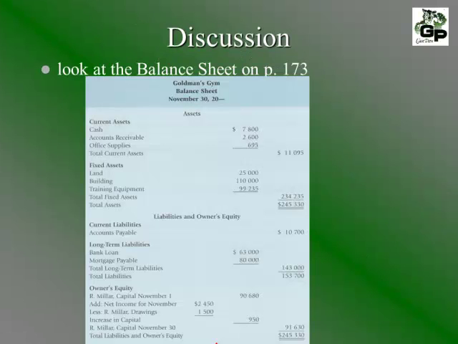Let's take a look on page 173 of your textbook at a sample balance sheet. Please pause the presentation until you find page 173 and then continue the presentation.